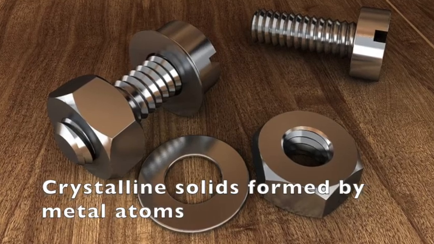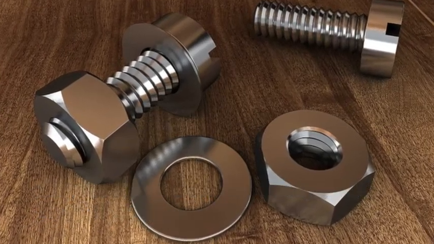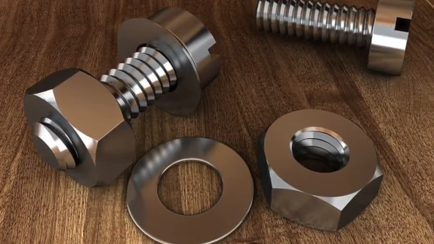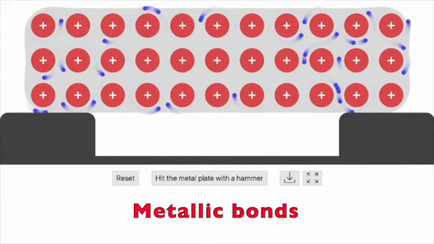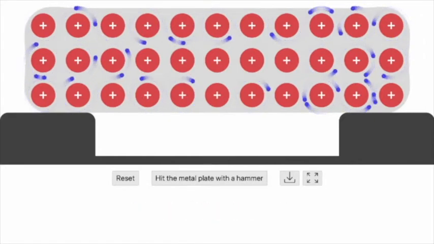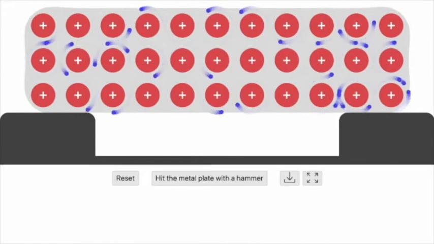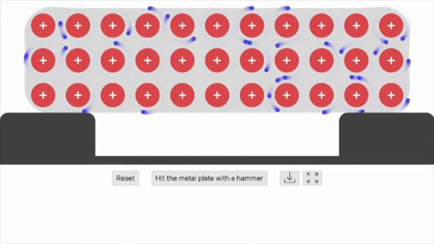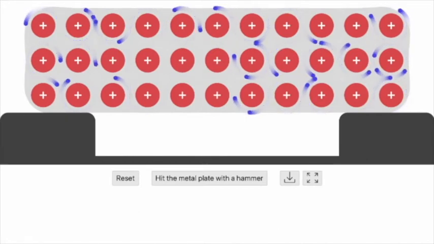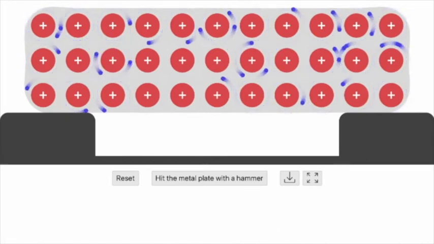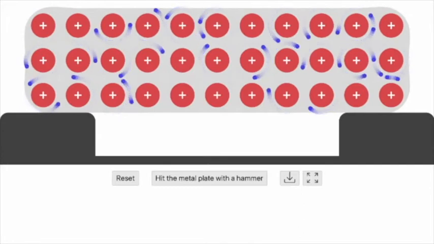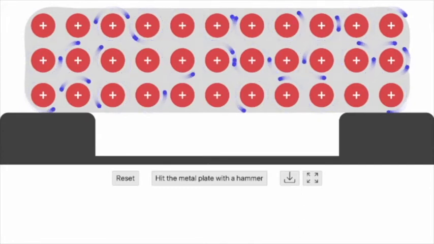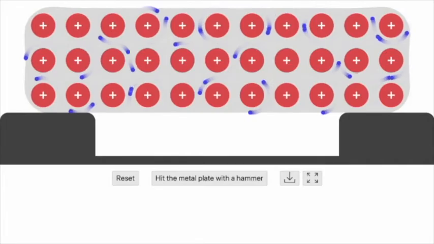Now let's talk about metallic solids. Metallic solids are crystalline solids formed by metal atoms. These atoms are held together by metallic bonds, which can be described as a uniform distribution of atomic nuclei in a sea of delocalized electrons. Although the core electrons stay localized around the atom, the valence electrons are free to move throughout the solid. The bonding results from the attractions between the nuclei and these delocalized electrons.